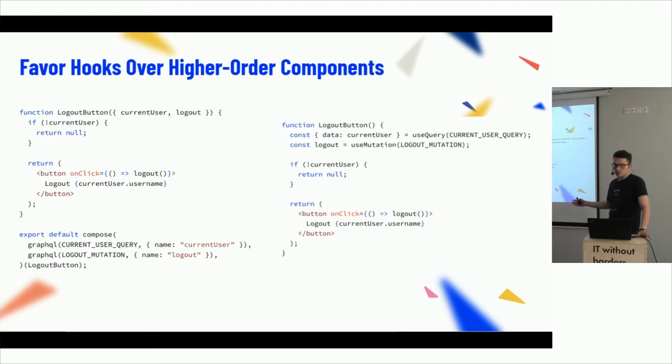So on the right, we see the coherent component where separate concerns don't span throughout the entire module. You just look at the logout button and you know that the current user is something from the query, which is the current user query, and logout is the logout mutation. This reads easier.